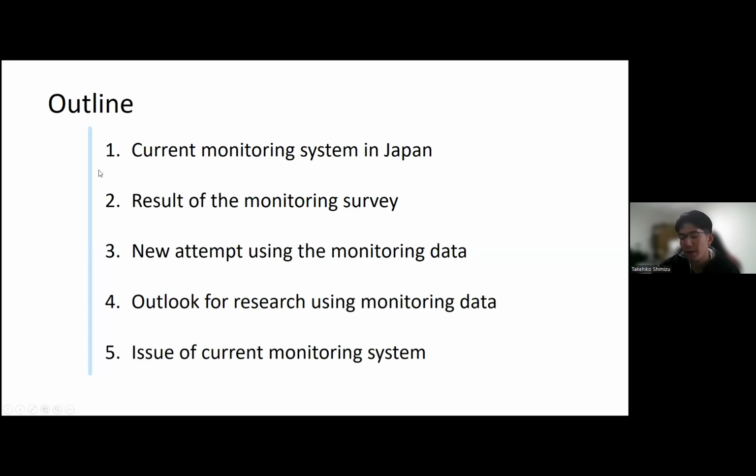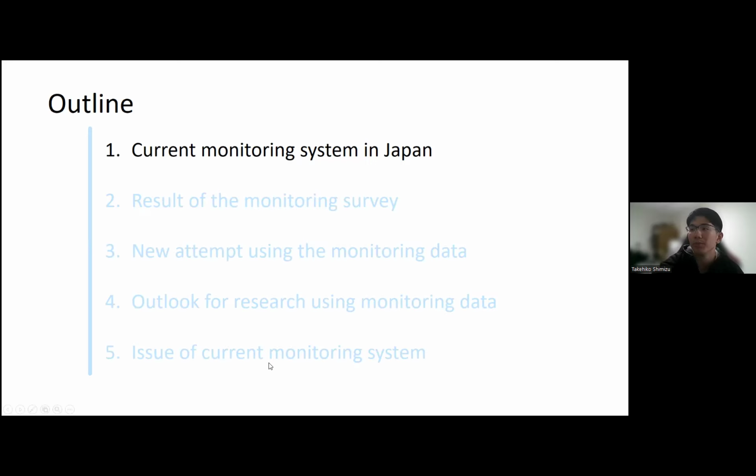This is the outline of today's presentation. I start with the introduction of the current monitoring system in Japan and its results. But perhaps those results are very famous and already known by many people. So in the third part, I show some suggestive studies. These researches are good examples benefiting from monitoring surveys. After that, I present the future outlook and issues relating to both research and the monitoring system itself.